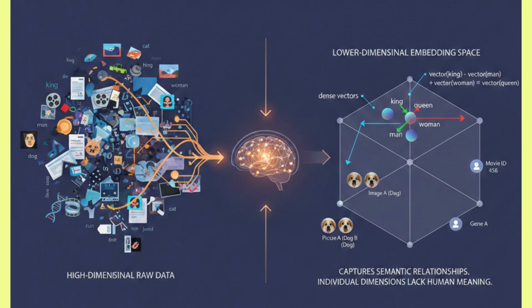Then we can have image embeddings. These vectors represent images. Images with similar content, for example, two different pictures of a dog, will be close together in the embedding space. And then we have other kinds of embeddings, like for user IDs, movies, genes, and more, all designed to capture underlying relationships within the data.